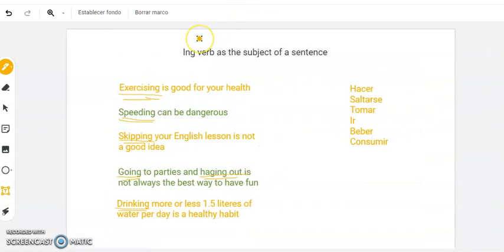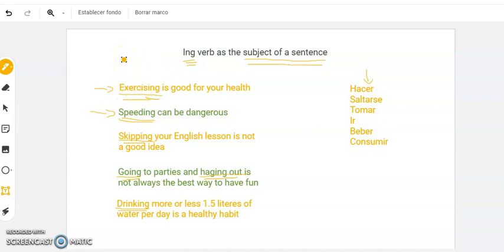Finally, we saw this extra part, that it has to do with the ing as the subject of the sentence. Remember that this part we explain it in Spanish, and it has to do with the verbs in the infinitive, for example, hacer, saltarse, tomar, ir, beber, consumir. Para hacer los verbos como el sujeto de una oración, los ponemos en ing. And here we have some examples.